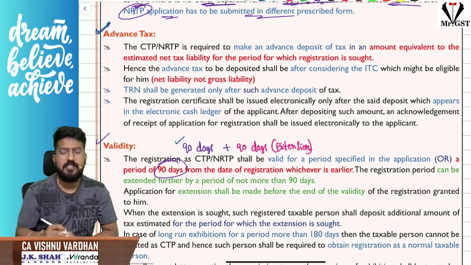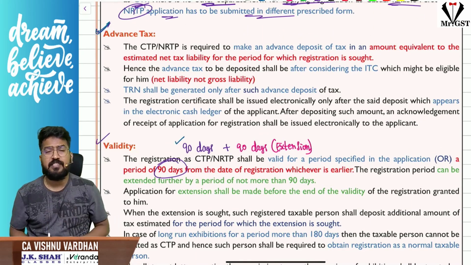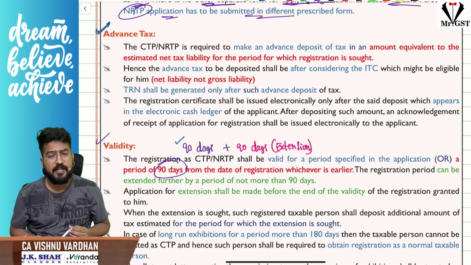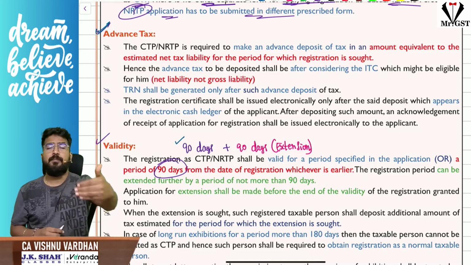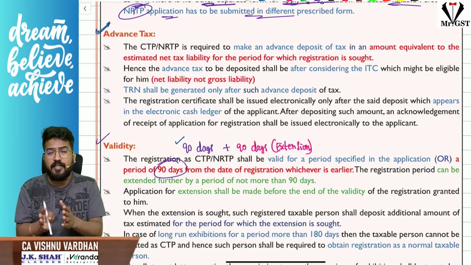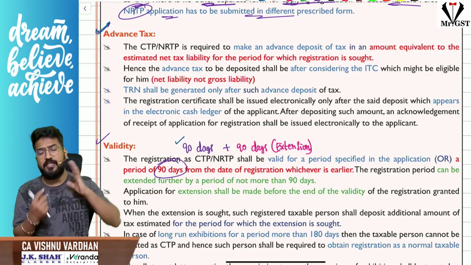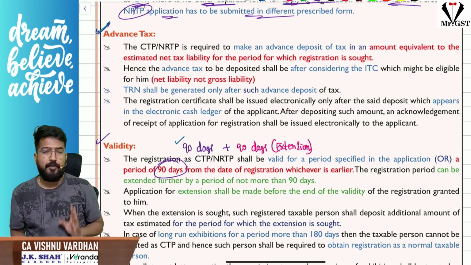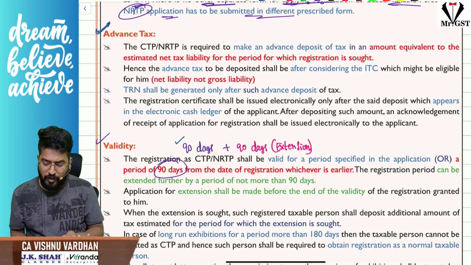That means CTPs and NRTPs, while applying for GST registration, should also assess their tax liability for the period for which they are asking for registration. That amount they should deposit in advance, and only then will the registration application be taken up for processing. Okay, this is one different point.